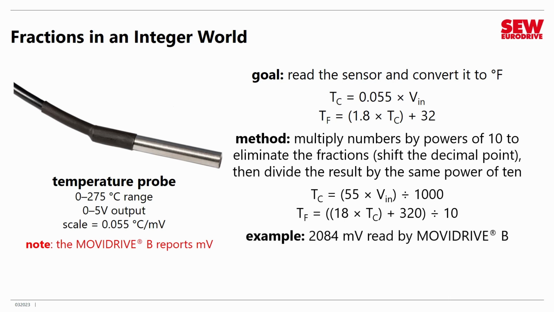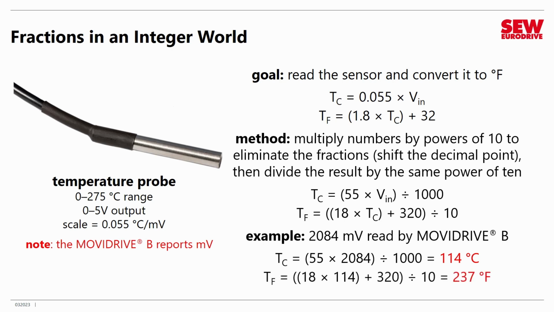Let's say that the Movi Drive B reads 2,084 millivolts from the temperature probe. So it's going to crunch that number using our special adapted formulas. So we take 55 times 2,084. And then we divide by 1,000, and that gives us an integer answer of 114 degrees C. Okay, not too bad. And then we do our Fahrenheit conversion.